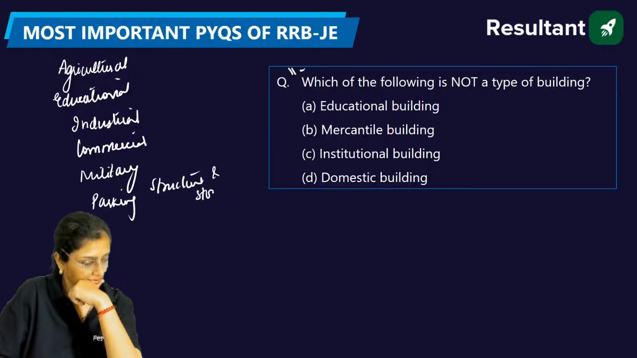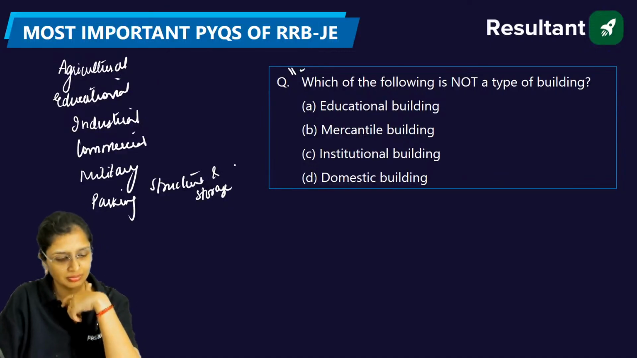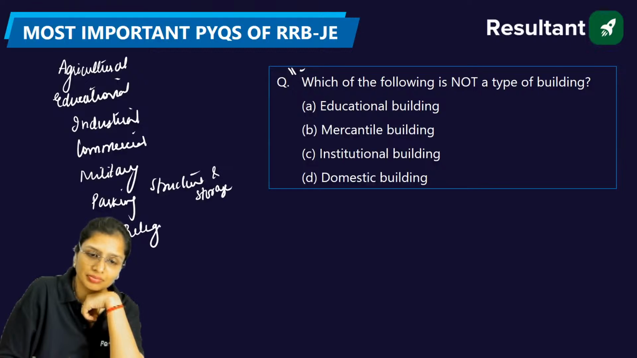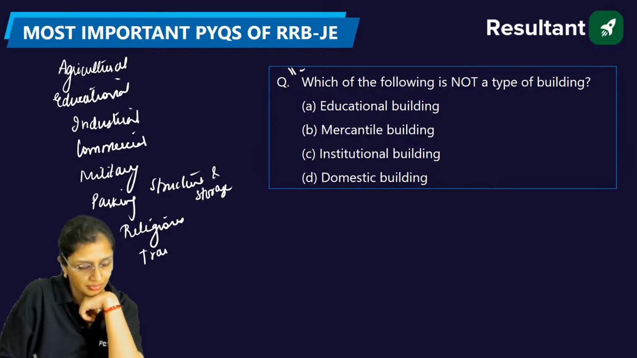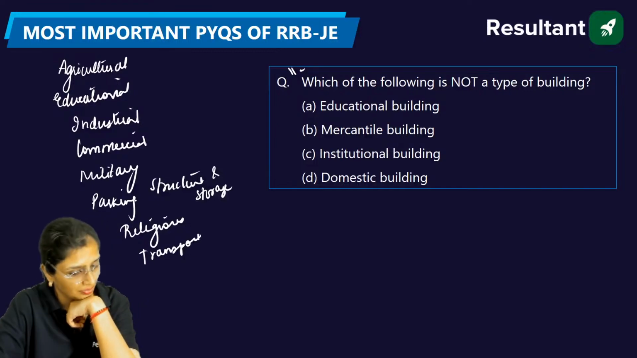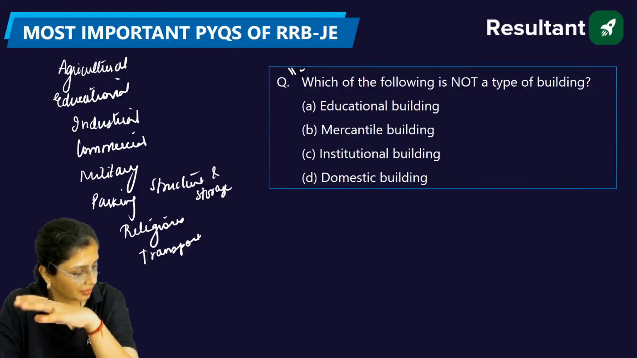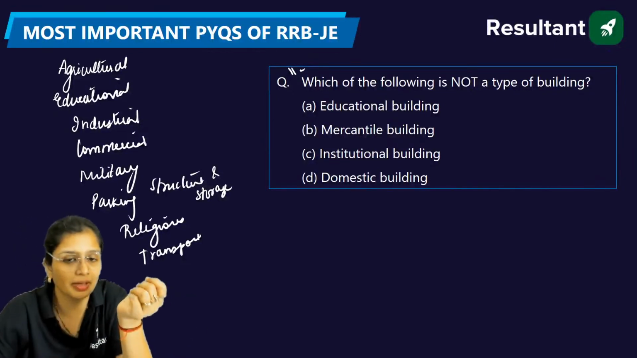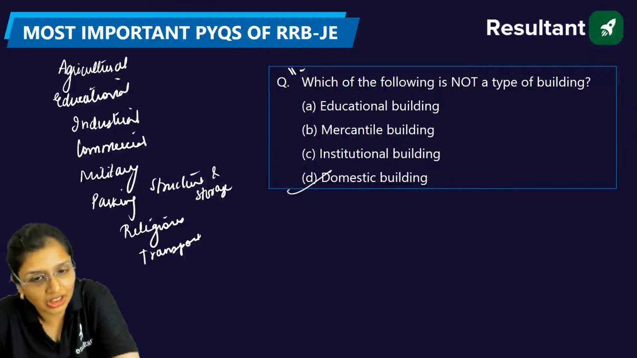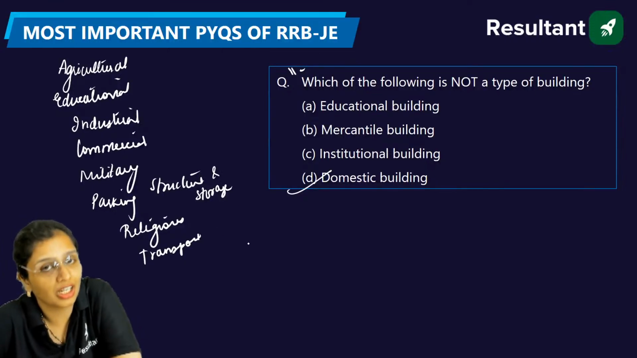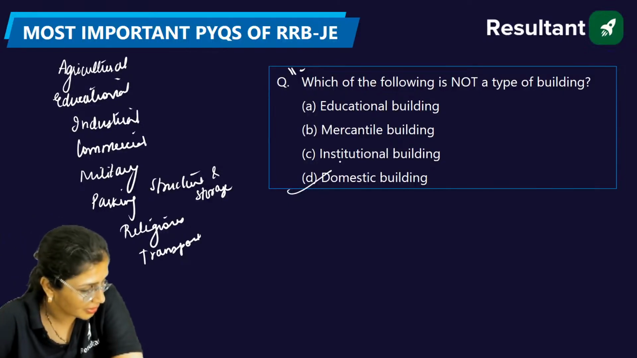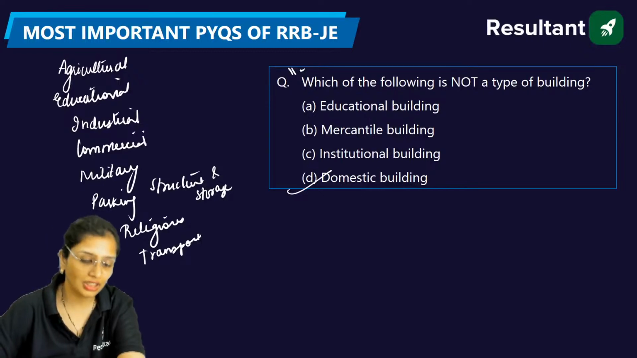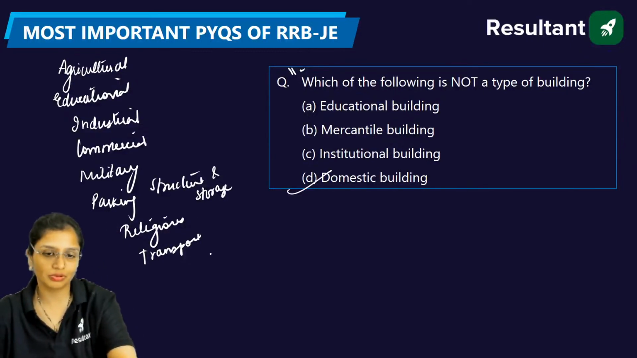No, wrong. B is wrong. Anybody else? What is this, domestic building? ये क्या होता है? What is this domestic building? This is not a type of building. Agricultural building, educational building, industrial building, military buildings, parking structures and storage buildings, religious building, transport buildings. These are the types of buildings. But nothing like domestic building is there. Okay, so D is the wrong one. The other types of building I have shown to you. You can check it out.